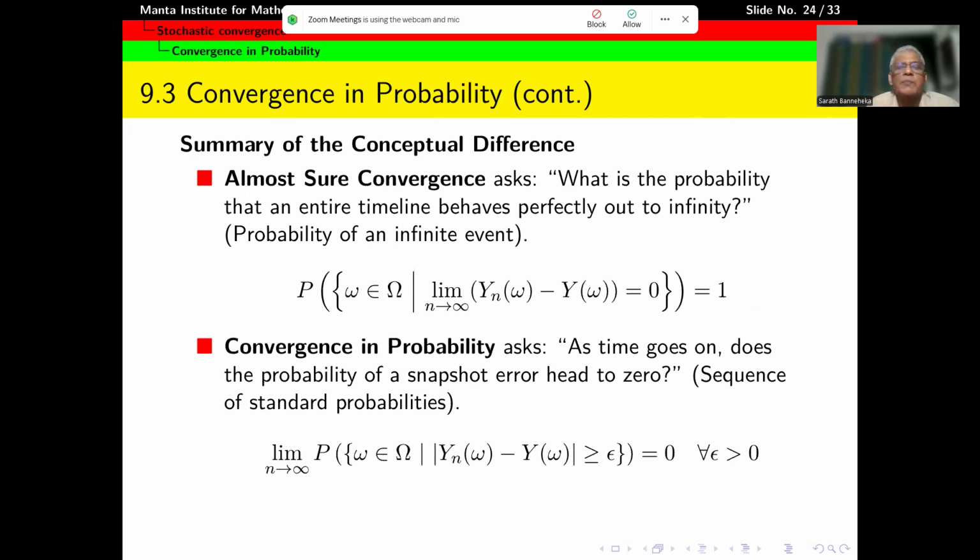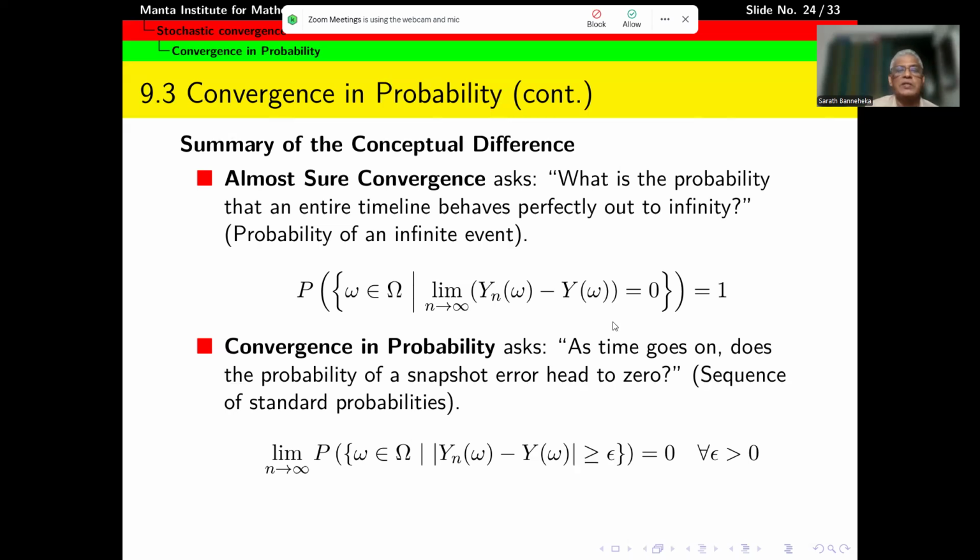So just to again recap the difference between these two, as I mentioned, in the almost sure convergence, we are looking at the probability of some set of omegas where a certain condition on a certain limit occurs. Limit is inside the probability. Condition with limit is inside the probability. In probability, the limit is on the outside. We are calculating some probability, a sequence of probabilities first, and then look at whether that sequence converges to zero.